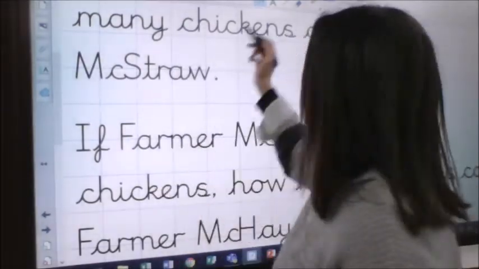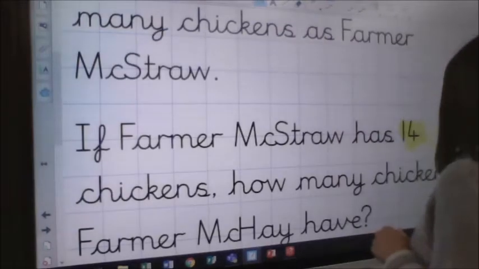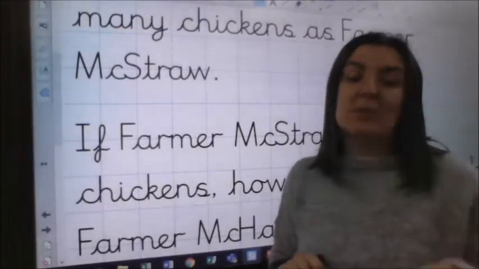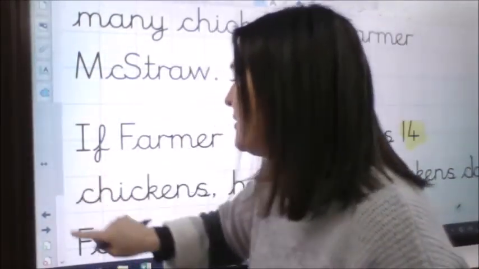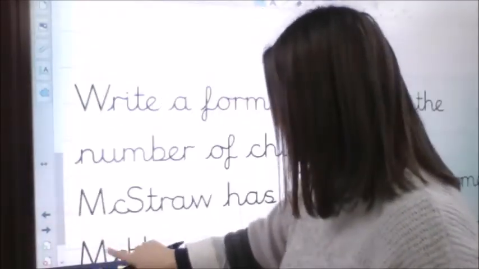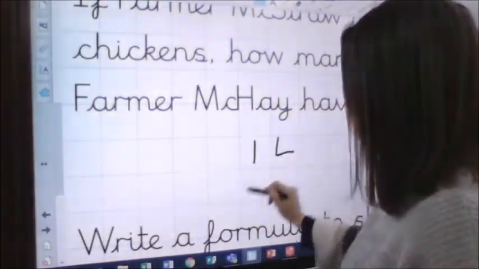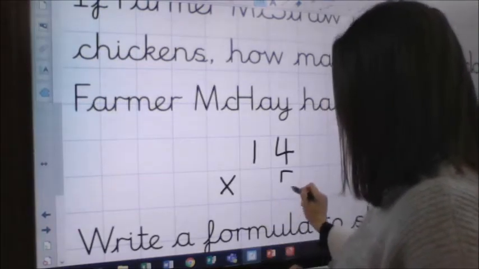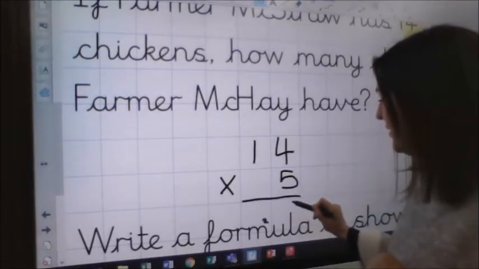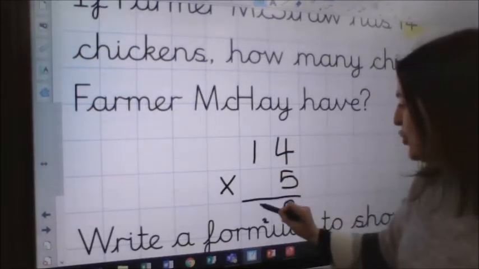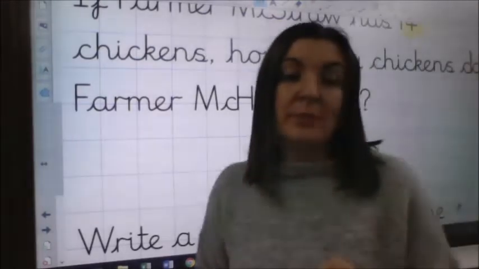Okay, so I know from the first bit of the question that Farmer McKay has 5 times as many. So I need to multiply 14 by 5. So I know how to do my multiplication. I'm going to use short multiplication. So I'm going to do 14 multiplied by 5. Okay, so 5 times 4 is 20. 1 times 5 is 5, plus 2 is 7. So he has 70 chickens.